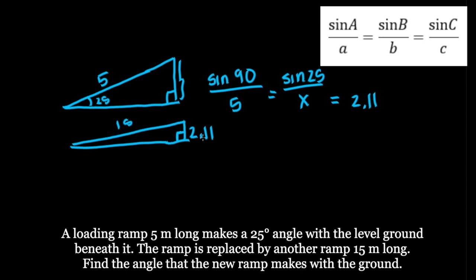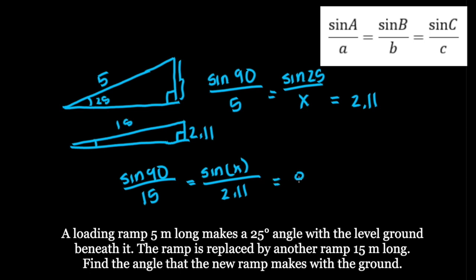Now we have 3 known sides of this triangle and 1 unknown side which we are trying to find. So we can say that the sine of 90 divided by 15 this time is going to equal the sine of our unknown angle divided by 2.11. X is the measurement of our unknown angle, which is the opposite of the side that is 2.11 meters long. We can now do cross multiplication and we will find that the measurement of the unknown angle equals 8.1 degrees approximately. So the new ramp makes an 8.1 degree angle with the ground.